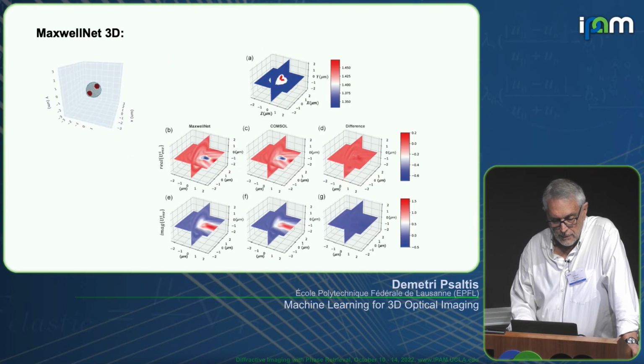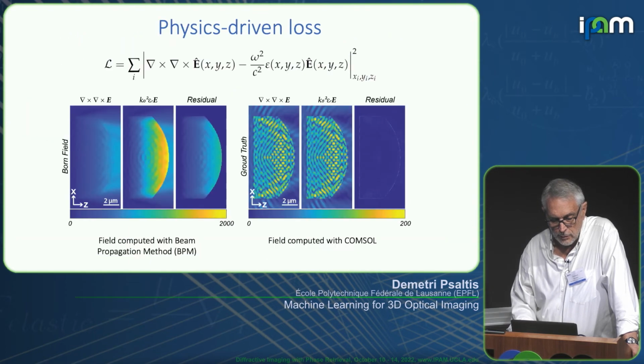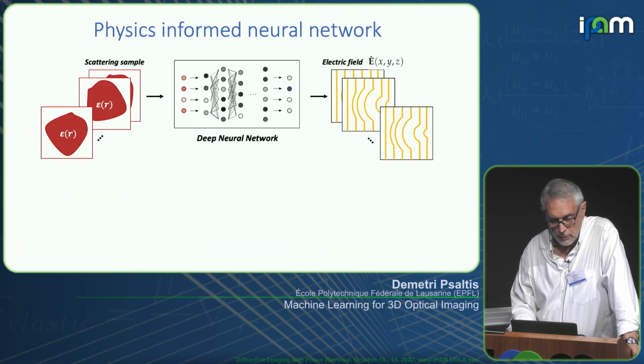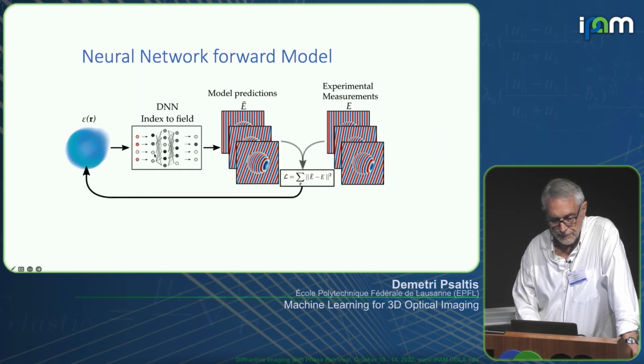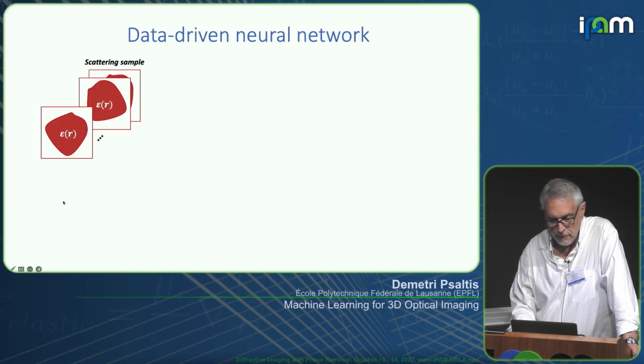I guess I messed up here because I didn't tell you how we use Maxwell net to do ODT, but we use it in this iterative scheme. In this scheme, we use this as a forward model, and then we backpropagate through this model to directly change the index of refraction.